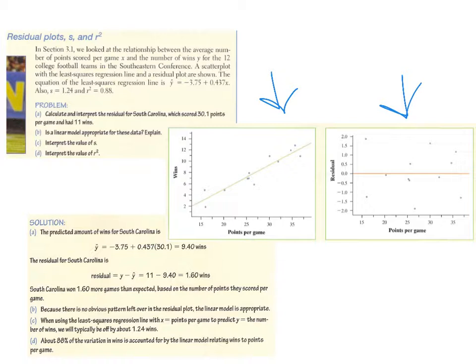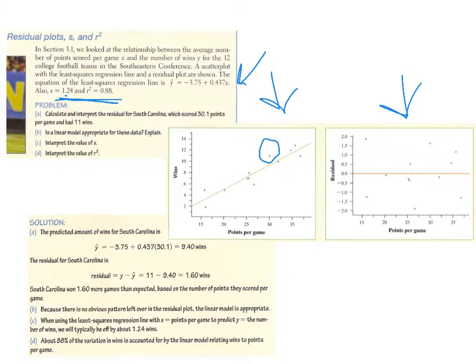There we go. What was given to us here is the equation of the line. So here's the equation of our line right here, y hat. Our predicted y equals negative 3.75, that's my y-intercept, plus 0.437, that's my slope, times x. It also gives me the standard deviation of the line, as well as the r squared for the line. So part A here wants us to calculate and interpret the residual for South Carolina, which scored 30.1 points per game and had 11 wins. So this should be the South Carolina point right here.